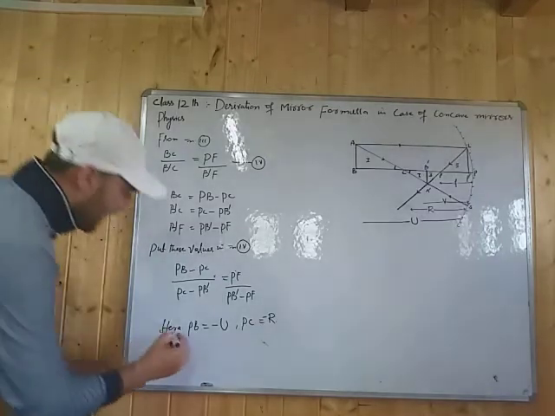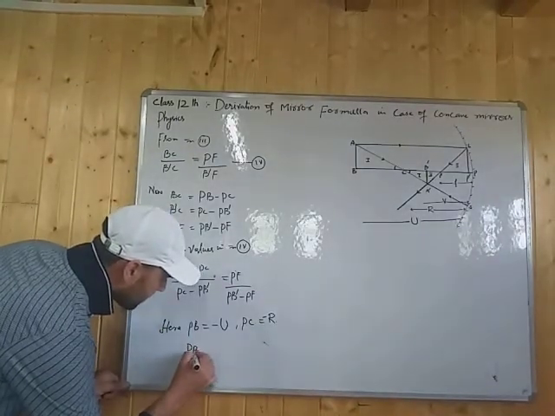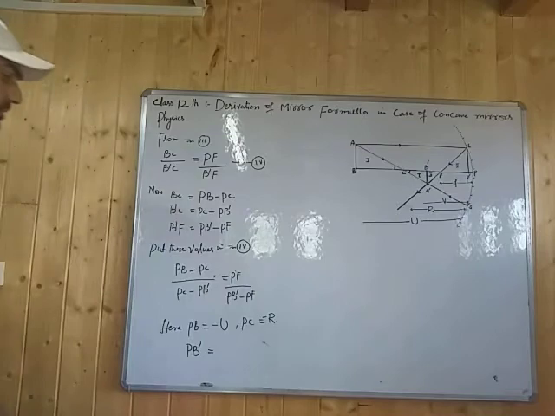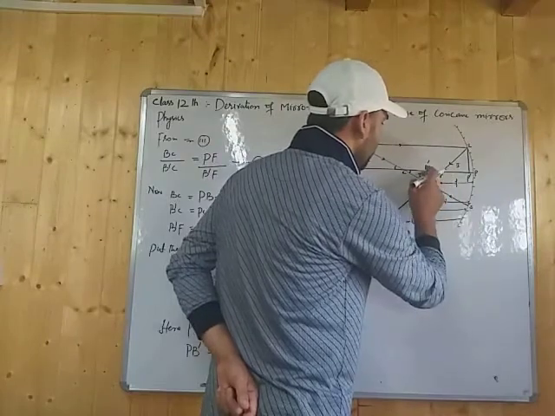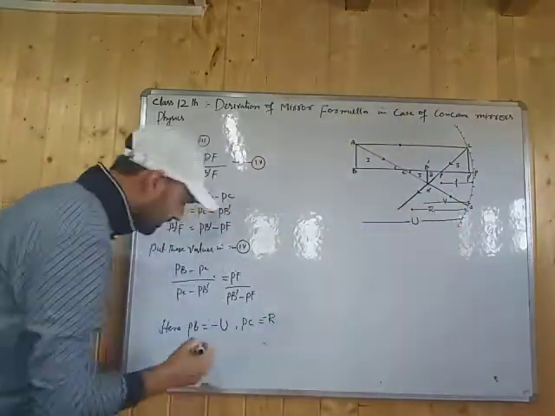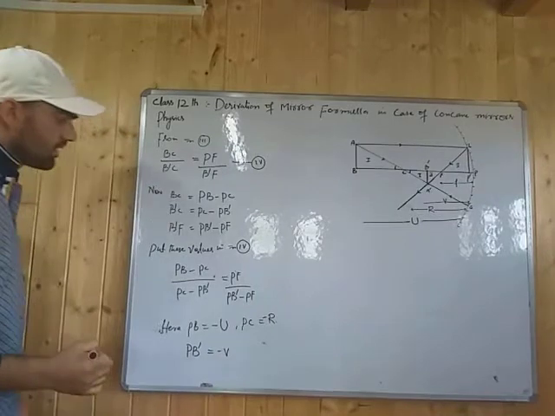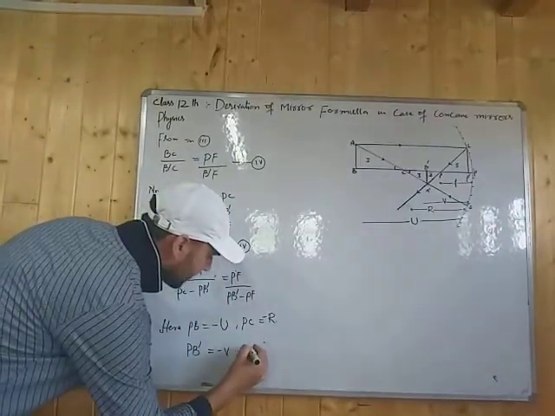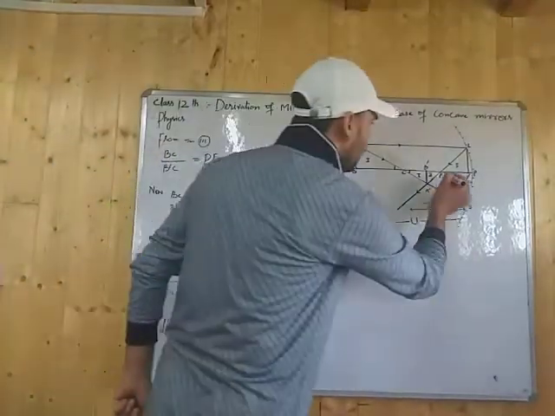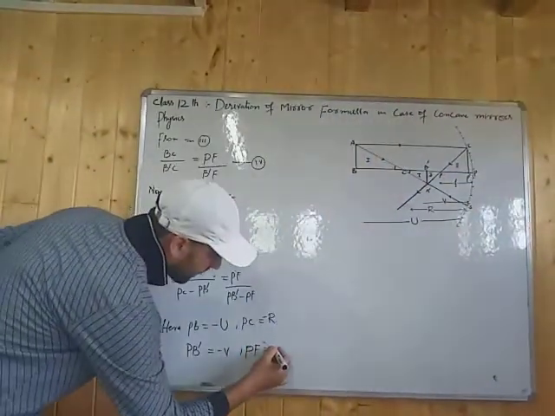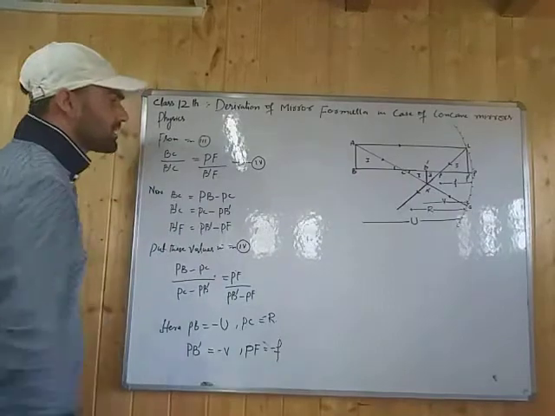Similarly, we have PB dash. This PB dash is the distance from the pole to the image, that's known as the image distance. So it will be minus V. Similarly, we have here PF. PF is from the pole to the principal focus, that is the focal length. So it will be minus F.